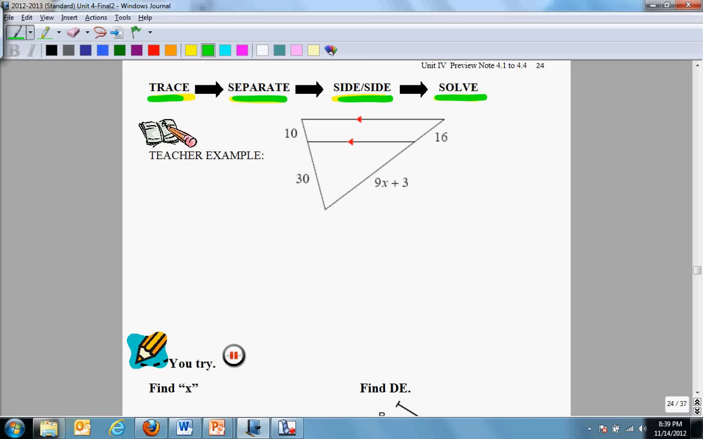Let's try this problem together and then you'll do two on your own. Step one. We have a parallel line here, slicing through. I'm going to stretch out the parallel line so it's easy to see. This parallel line is slicing through. And you can see the little arrow feathers. That's going to create two similar triangles. So step one is we're going to trace the triangles.